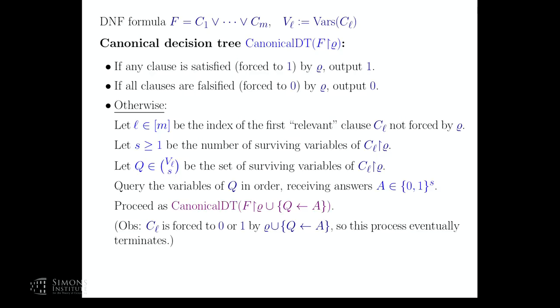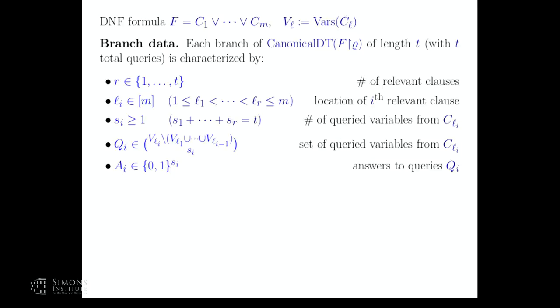Okay. I should say, I'm going to give this definition, and then I'm going to illustrate it by an example. So now, for each branch in the canonical decision tree, if we think of an entire branch in the canonical decision tree which has length T, so let's say it makes T total queries, then it's characterized by the following data. We'll call this the branch data for this particular branch of the canonical decision tree.